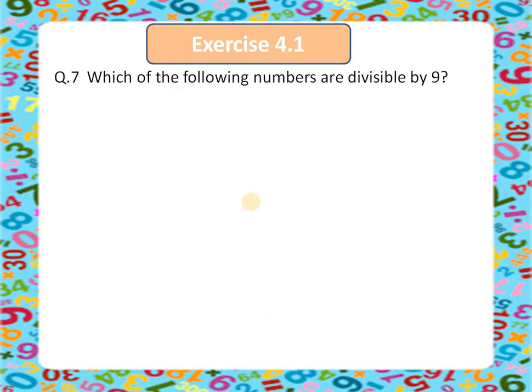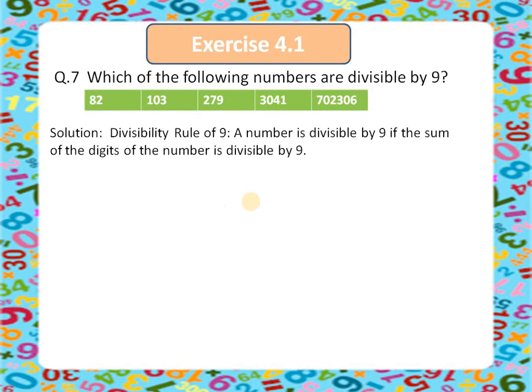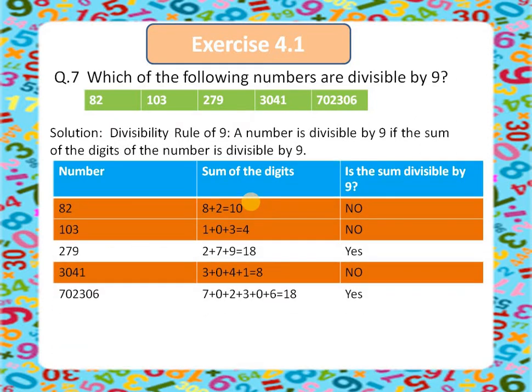Question number 7. Which of the following numbers are divisible by 9? Check out the numbers first. 82, 103, 279, 3041, and last number we have got 7,02,306. Write down solution and the divisibility rule of 9. A number is said to be divisible by 9 if the sum of the digits of the number is divisible by 9. Let's know how it will be done.